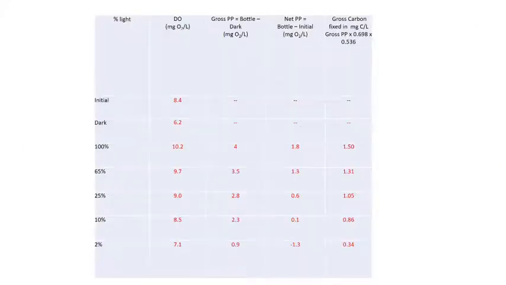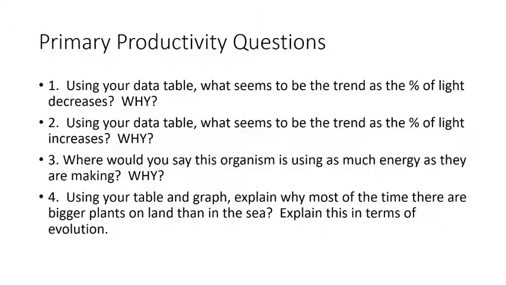So here's a slightly more cleaned up version of that data table. We're going to use that to answer the next couple of questions. First question, using your data table, what seems to be the trend as the percent of light decreases and why?